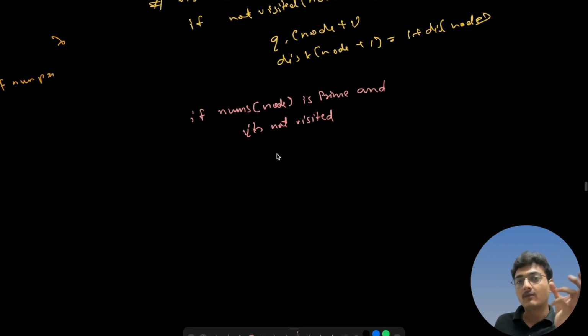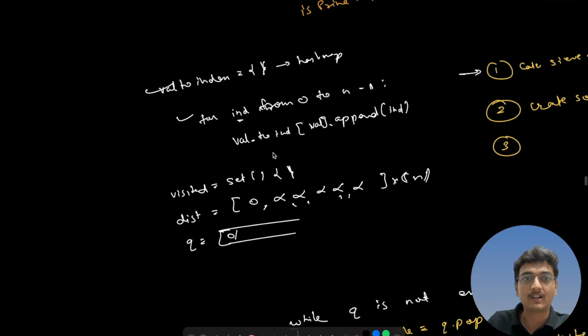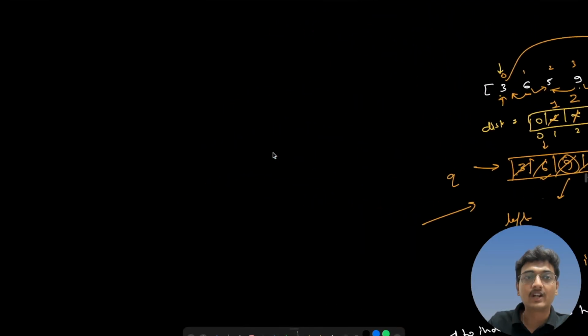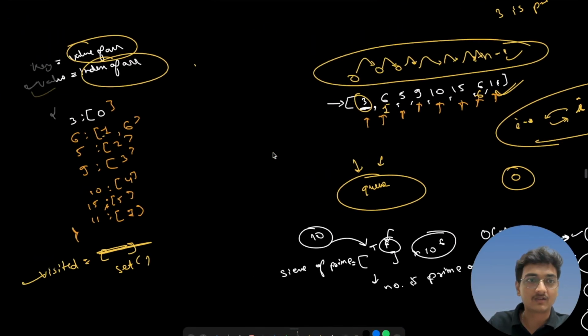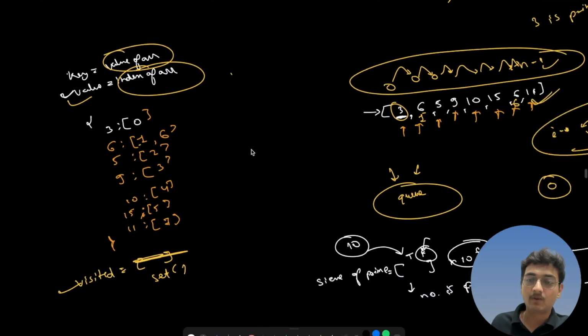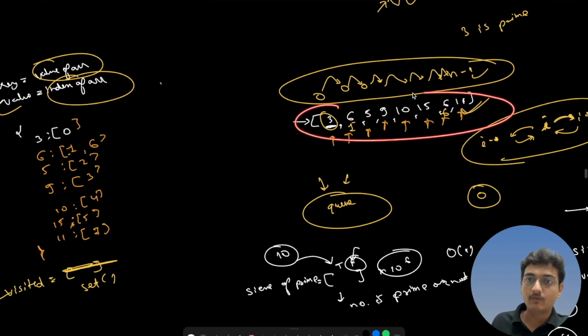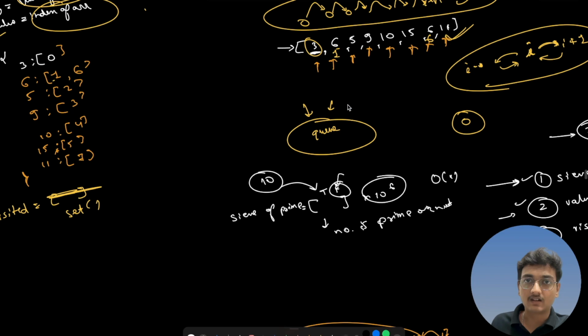I need to check which numbers are multiples of that number. This hash map will help us. Let me copy paste this thing and we'll discuss it there: 3, 6, 5, 9, 10, 15, 16, 11. Let's see what we need to do. Let me add indexes as well: 0, 1, 2, 3, 4, 5, 6, 7.